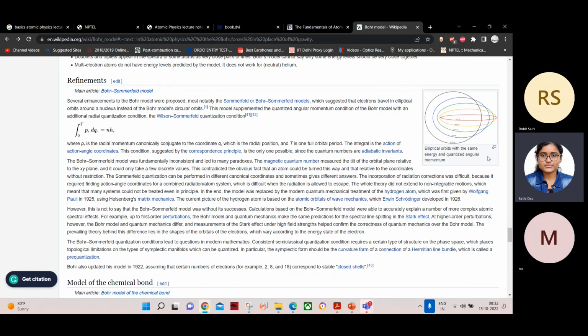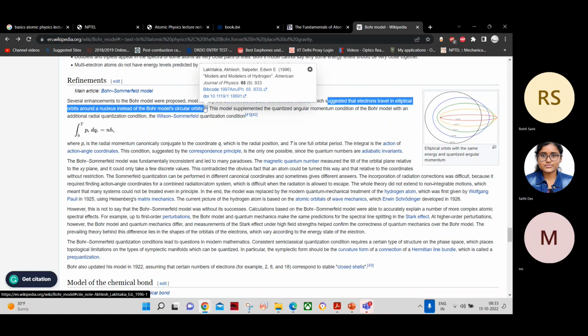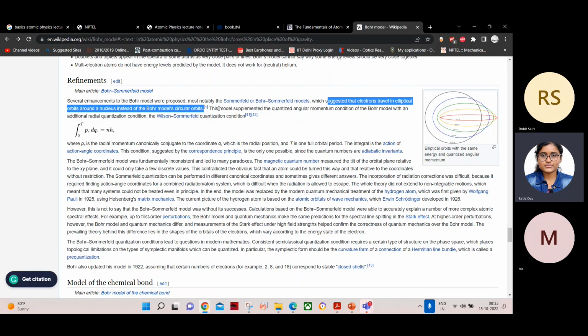Now, how were things changed? They were changed, not so much, but to a certain extent, with the Bohr-Sommerfeld model. What was the main assumption here? Instead of thinking that electrons revolve around the nucleus in a circular orbit, let us consider an elliptical orbit. So the electron travels in an elliptical orbit around the nucleus instead of Bohr's circular orbits. Then you have to specify two different quantization conditions, because it depends not only on r but also on theta. That is the azimuthal quantum number, restricting the motion of the electron in two ways, the radial part and the azimuthal part.